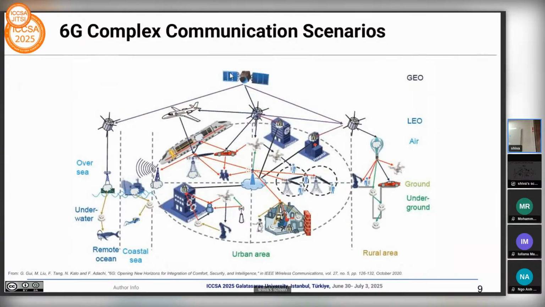We will have different platforms. We have platforms on the ground, in the air. We have also low Earth orbit or geostationary satellites. We have underwater and overseas platforms. And all these kinds of systems and platforms must interact in order to provide a seamless connection to the users of the terminals that are connected to the network.